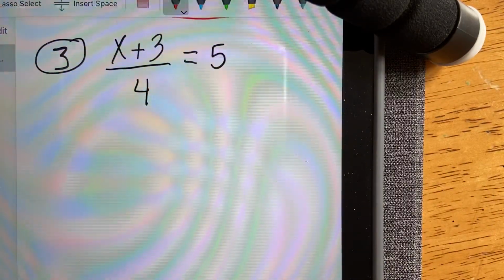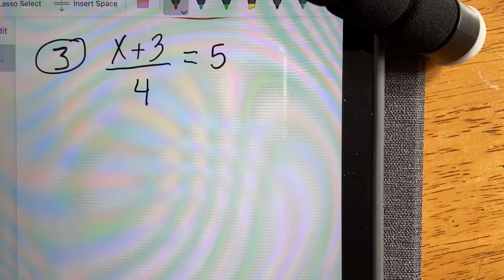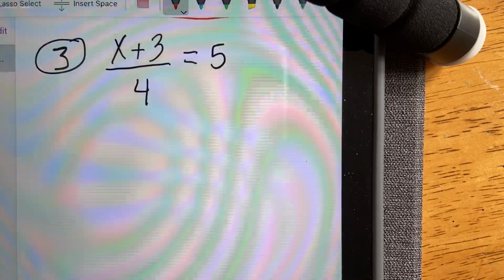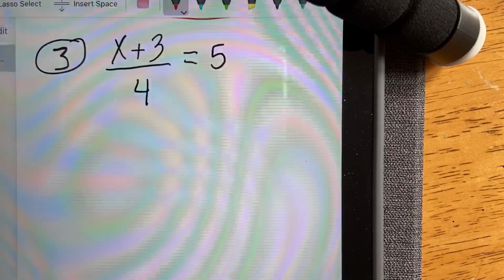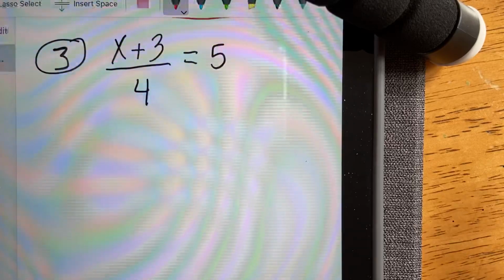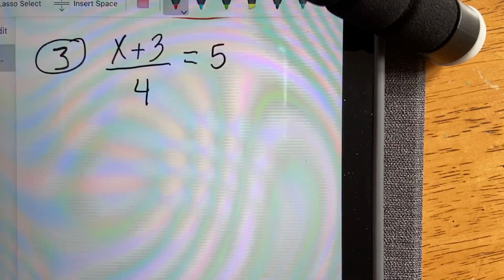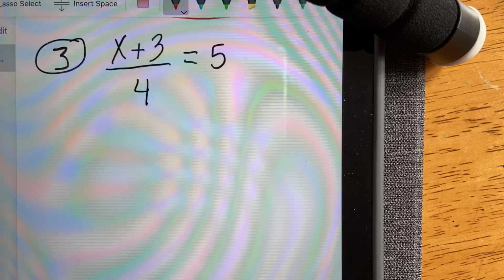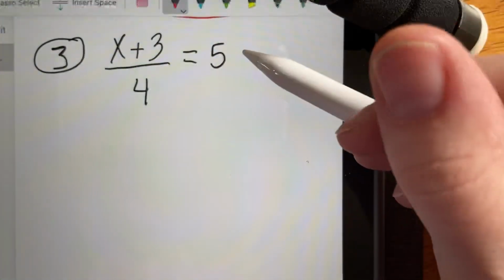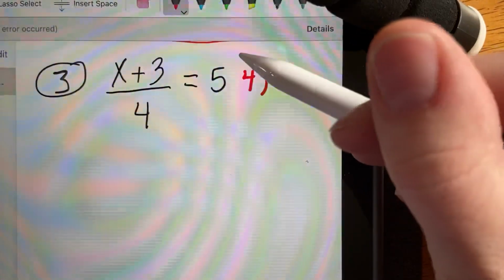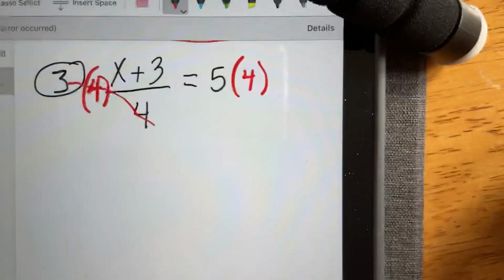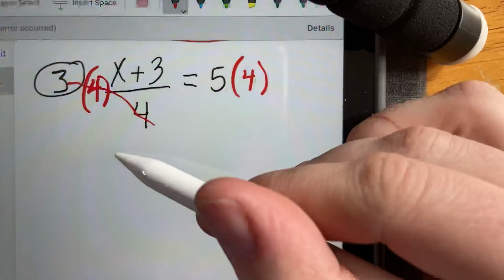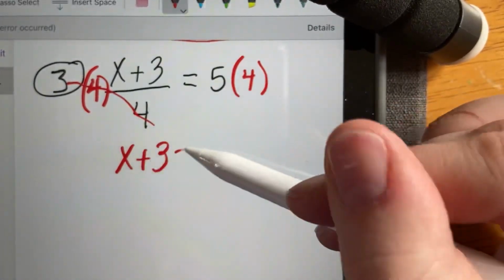This is another type of equation in which there's a fraction involved, but the whole thing is a fraction. It's x plus 3 all over 4 equals 5. So for this problem, the very first step would be to just get rid of that fraction, okay? And the way you're going to do that is you're going to multiply both sides by the denominator. The denominator is the bottom of the fraction, so multiply both sides by 4. When you multiply by 4, that cancels out the fraction. So that just makes it x plus 3 equals 20.